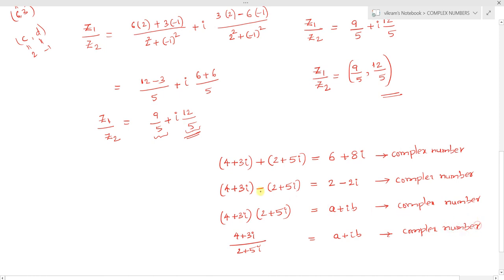That means the resultant of mathematical operations on complex numbers results in a complex number. This property of complex numbers is called the closure property or closure law.